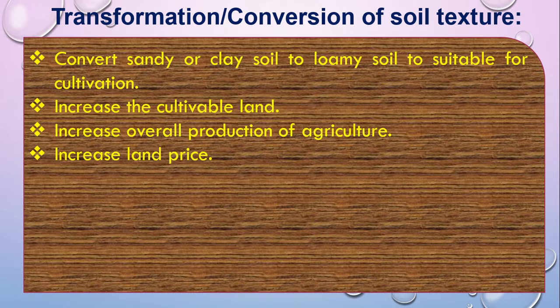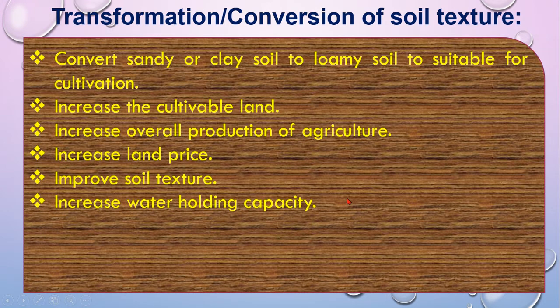Increase land price. Some land is fallow due to a different texture like sandy or clay, because crops will not produce maximum yield or all types of crops. That's why if you convert that soil into loamy soil, that fallow land will increase production as well as increase the land value. Improve soil texture: when you convert sandy or clay soil to loamy soil, it will definitely improve the soil texture. Increase water holding capacity: when you convert the soil to loamy soil, the water holding capacity definitely increases. Increase nutrient holding capacity: if you convert to loamy soil, it will definitely increase the nutrient holding capacity.